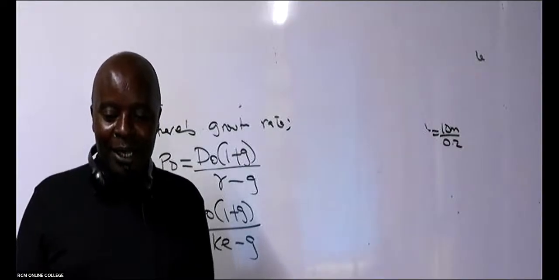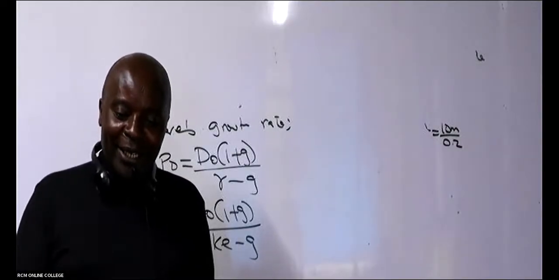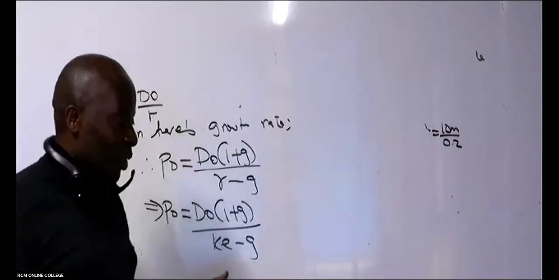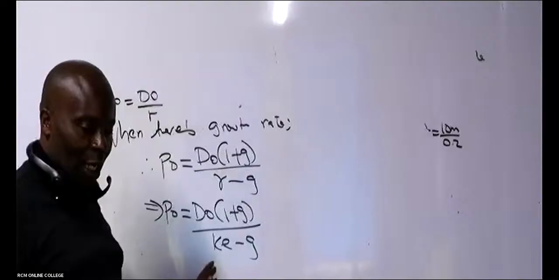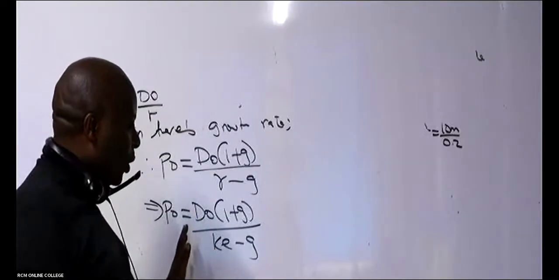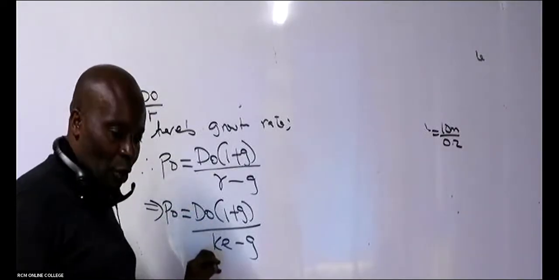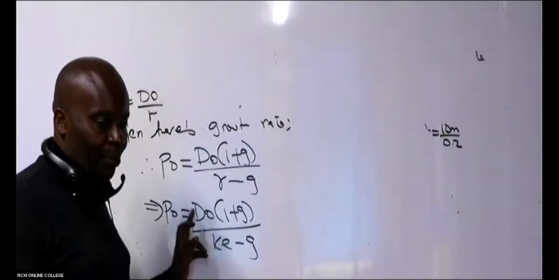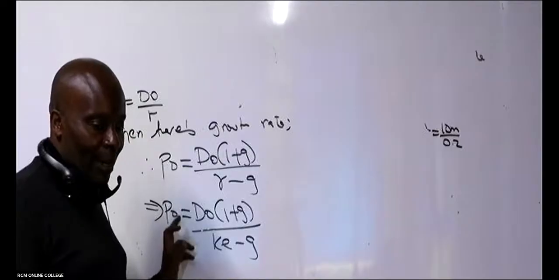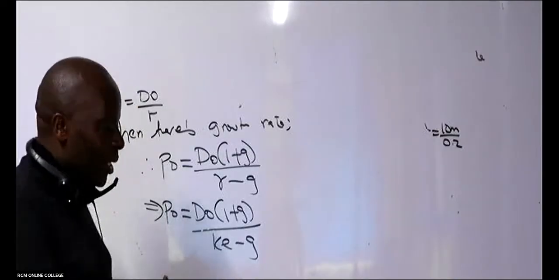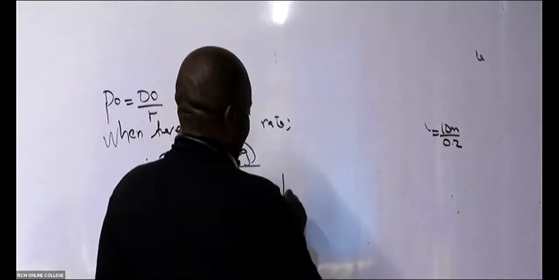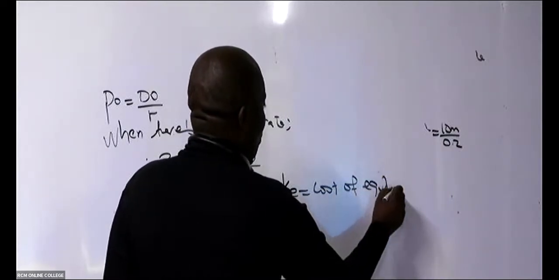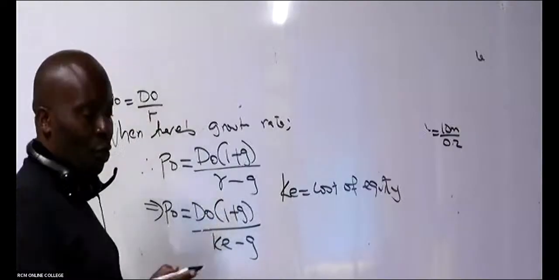Now with that concept, you'll be able to remember. But again, remember that this DO is not the district officer. We know what DO stands for: current dividends per share. PO stands for current market price per share. KE is cost of equity.